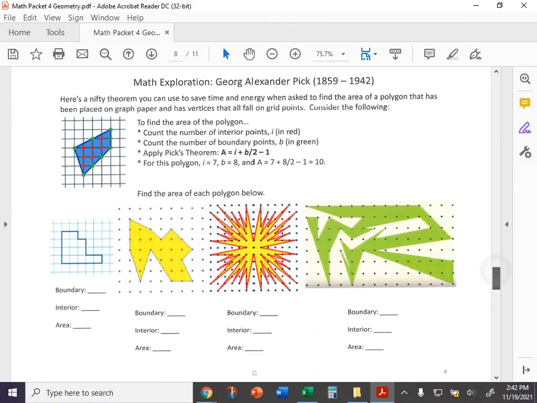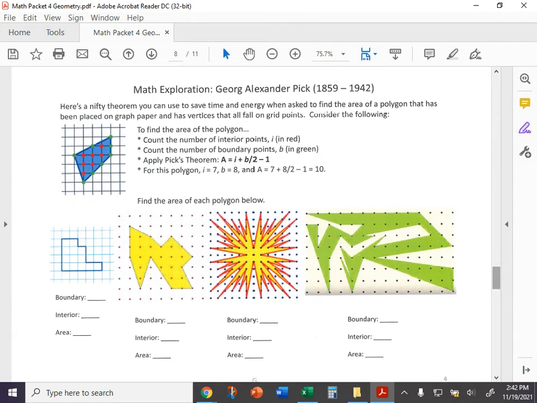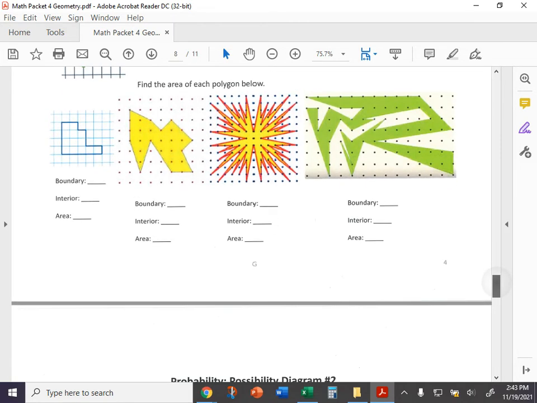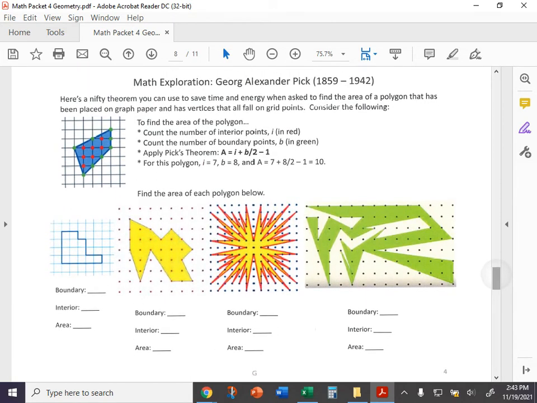Math exploration. Let's talk about George Alexander Pick. And no, it's not a typo. Mr. Pick did not have an E at the end of his first name there. Here's a nifty theorem you can use to save time and energy when asked to find the area of a polygon that's been placed on the graph paper and its vertices that fall on grid points, because we do this a lot, right? Consider the following.